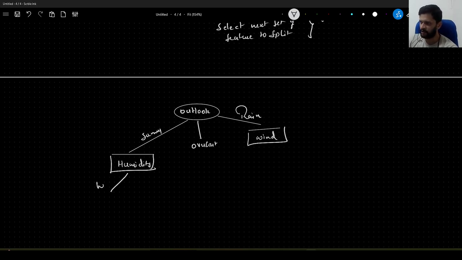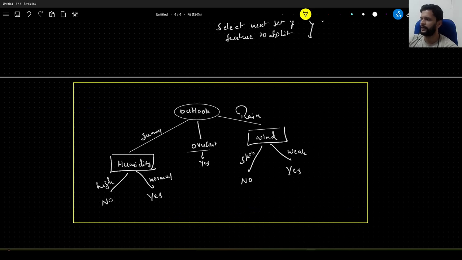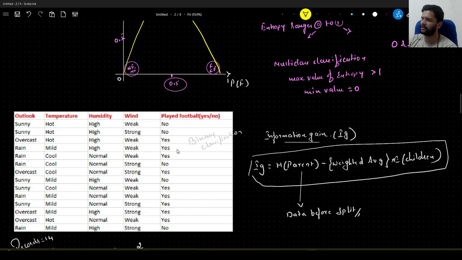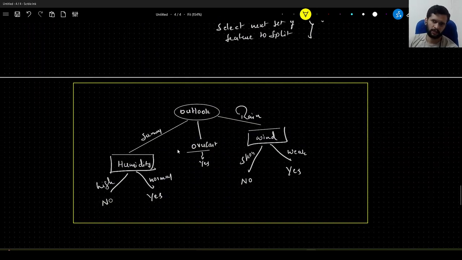Then if humidity is high, humidity is normal. If humidity is high, we will not play. If it is normal, we will play, okay? For overcast, it's always yes, so there is no need to split it again. If wind is strong and wind is weak, we have to split based on this. If wind is strong, we will not play. If wind is weak, we will play. So this is the final decision tree that we get for the data set that we have considered here. If you take a look at this decision tree, temperature is not playing any part here, so we can do away with temperature. Without the temperature feature also, we are able to classify the given data set perfectly.